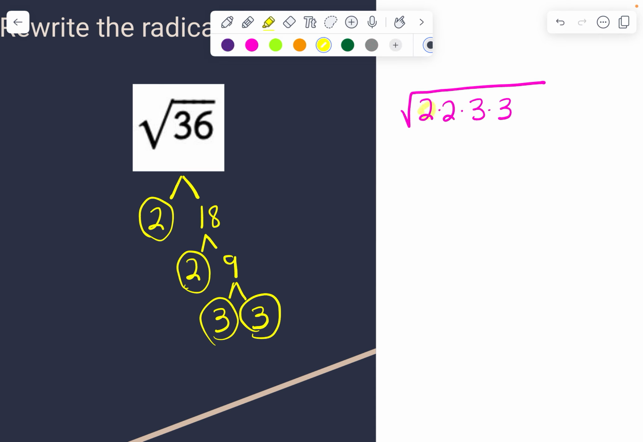And remember, if it's a pair, it can come on the outside. So we can put a 2 on the outside, and we can also put a 3 on the outside. And then actually we have nothing left on the inside. We've taken everything out. So then we just multiply the 2 times 3 together, and our final answer is 6.